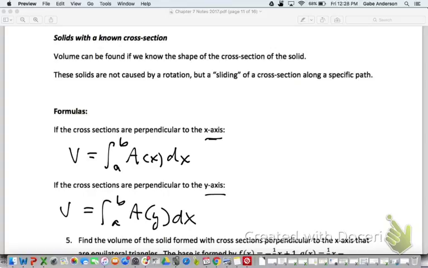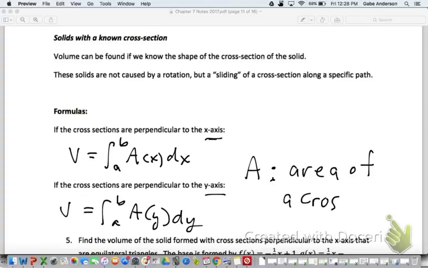So I think I need to explain what A stands for, right? It's either going to be, let's go with dy right there, my bad. Your frowny faces make a lot of sense in that case. Thanks for making those. Here's what A stands for. A in both cases, whether it's in terms of x or y, doesn't really matter. A stands for the area of a cross section. So it's going to be an area formula.